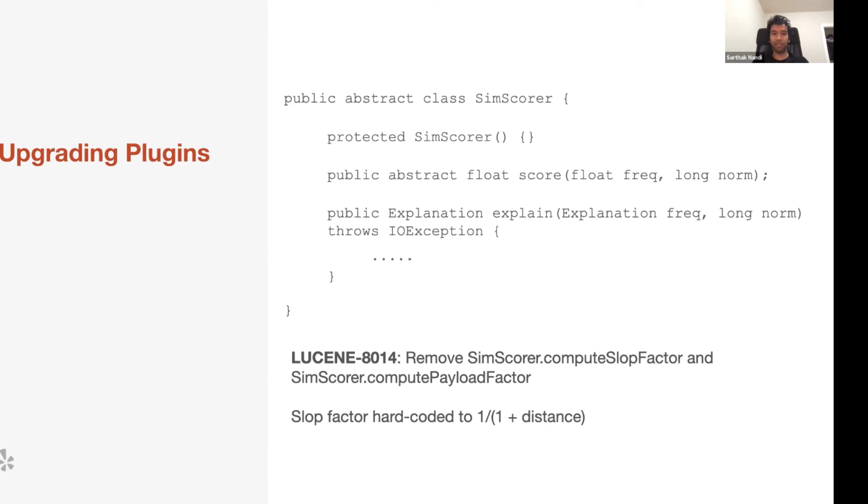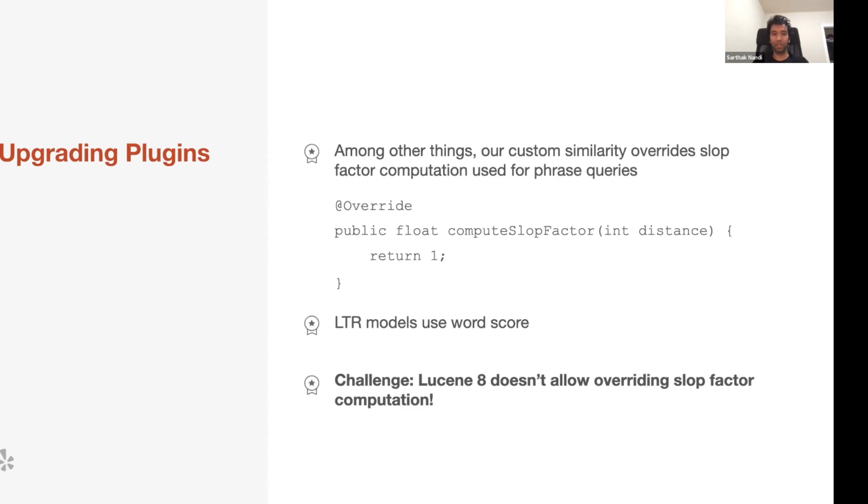This is how the custom similarity interface looks in Lucene 8. We still have the score method, which you can override to generate the custom similarity score, but the compute slop factor method has been removed. It has been hard-coded to 1 divided by 1 plus distance instead, because Lucene maintainers required the slop factor to always decrease with increasing distance. Now, among other things, our custom similarity was overriding the slop factor computation. We were setting it to 1.